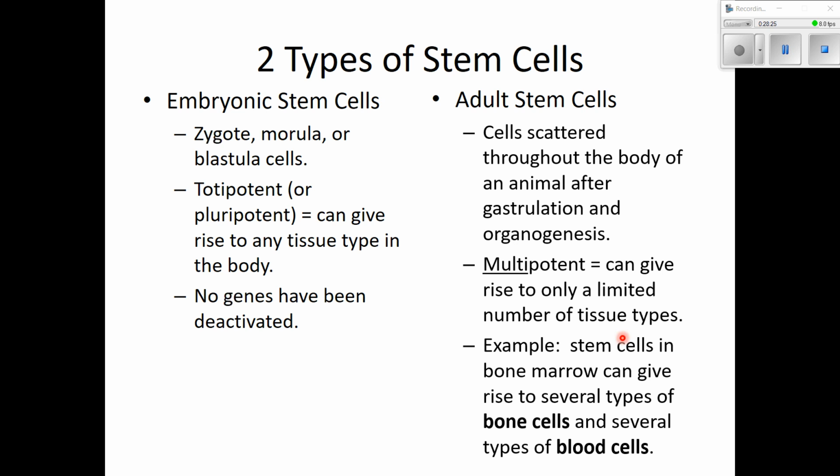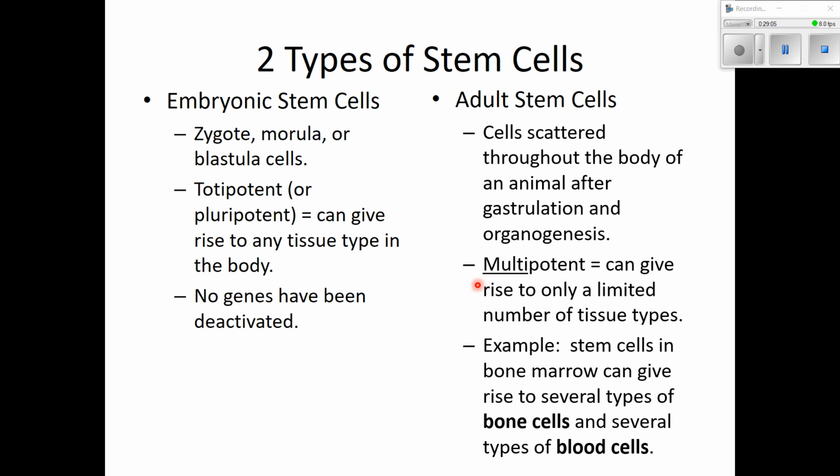And these are stem cells. These are adult stem cells. And those stem cells can grow and develop into several different types of bone cells. Yes, there's actually more than one type of bone cell, and also several different types of blood cells. So we're talking about stem cells that can give rise to 2 or 3 different types of bone cells, a couple different types of blood cells, but that's it. They cannot give rise to skin or muscle or liver. Whereas embryonic stem cells can give rise to any tissue type in the body.